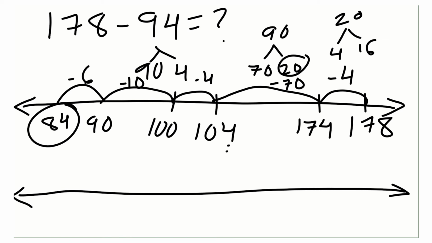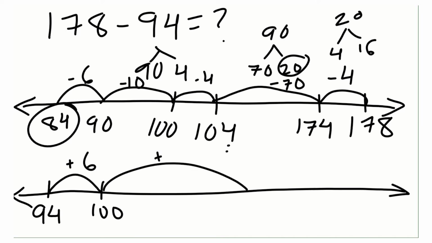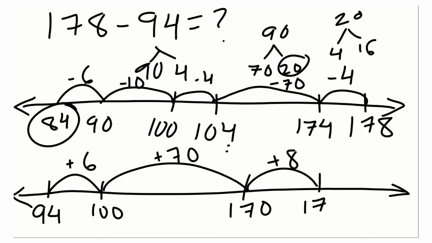Now let's see if we can do this more easily counting up. So we're at 94. We're going to start with the lower number, and remember we want to get to 178. Let's add 6 first. Just get to 100. Okay. Then let's add 70. Okay, because now we're at 170. And all we have left to do is add 8 to get to 178. Wow, that was a lot fewer jumps.